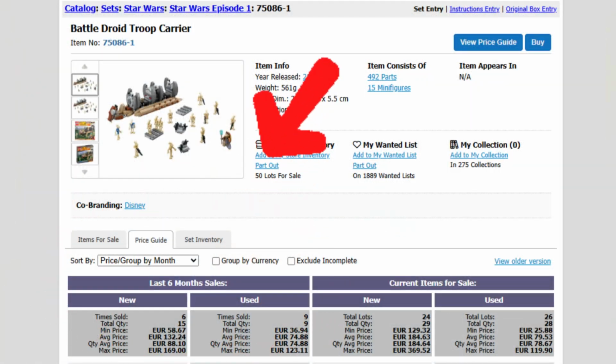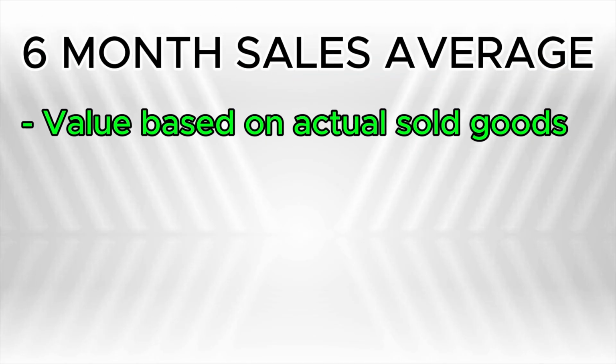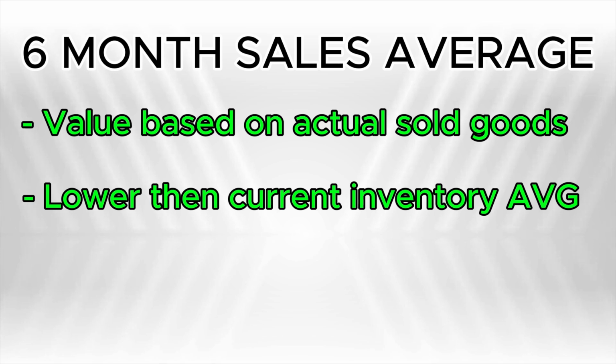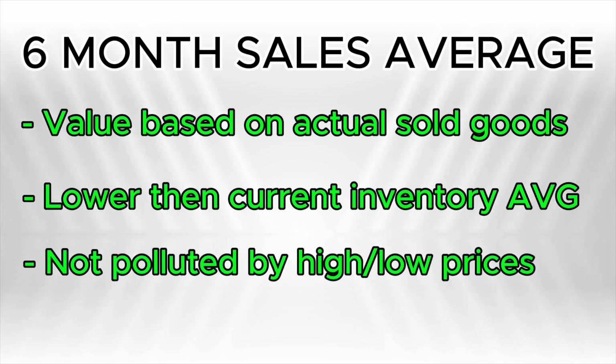The 6-month sale average is a pricing method which is much more reliable than the current inventory average because this method uses the values of parts and sets that have actually sold. The values of the 6-month average are lower compared to the current inventory because these numbers have not been polluted by high prices set by the stores. For most stores, the baseline for their pricing is the 6-month average.